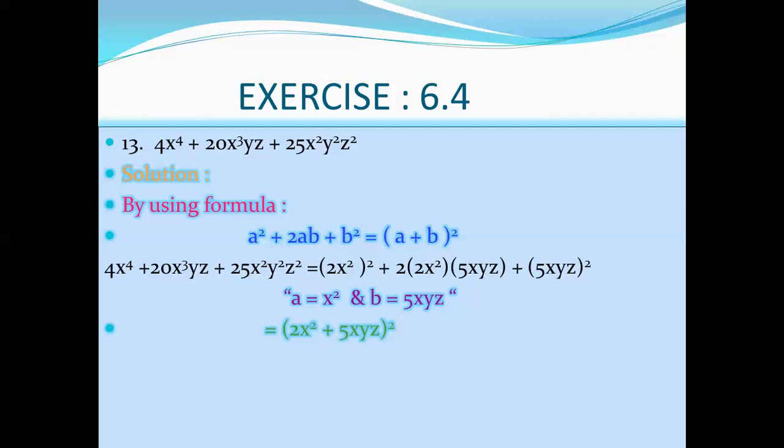B is 5xyz and A is 2x square. Sorry, I cannot write the 2 here; I think I missed the 2. A is 2x square, but in the answer I mentioned it correctly, only this is the misprint. A is equal to 2x square and B is equal to 5xyz. So our answer will become (2x square plus 5xyz) whole square.